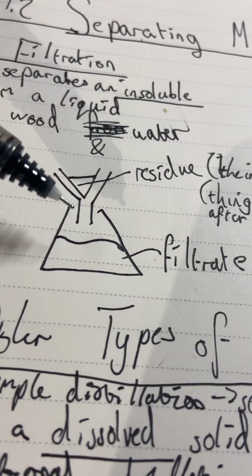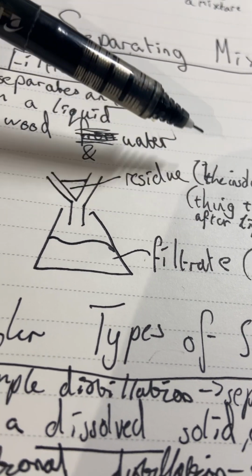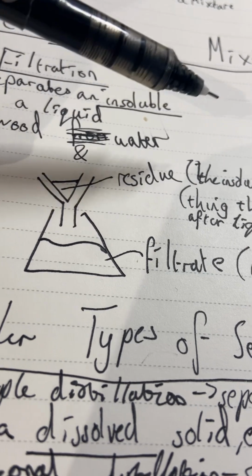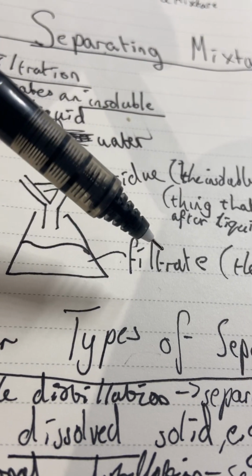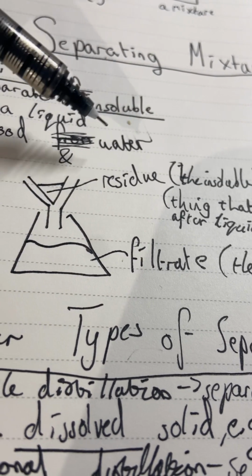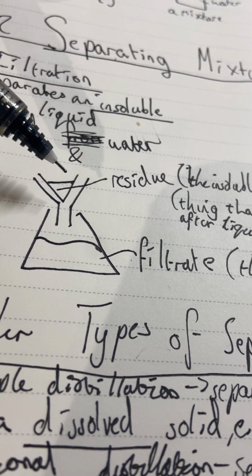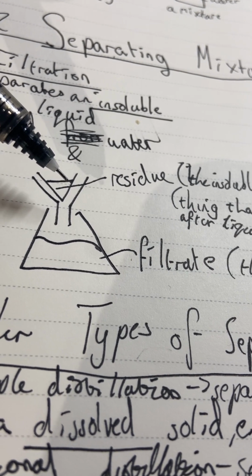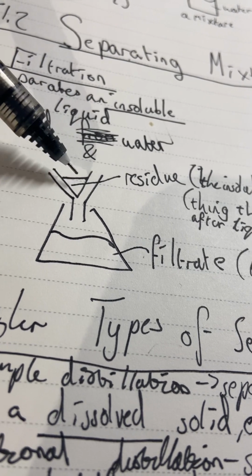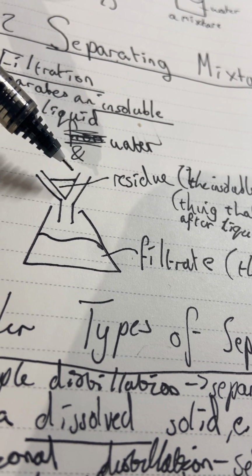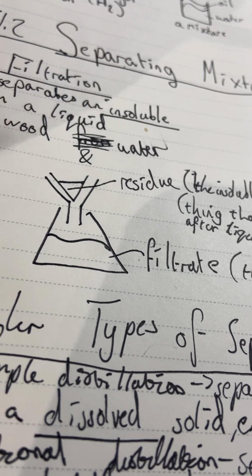The experiment for this is down here. There's the residue, which is the insoluble, and it's just the thing that remains after the liquid is filtered. There's also the filtrate, which is the liquid, in this case, water. And so once we put this under a filtration paper, then the wood would remain up here, whereas the liquid, which is small enough to go through the filtration paper, would be left in the beaker.